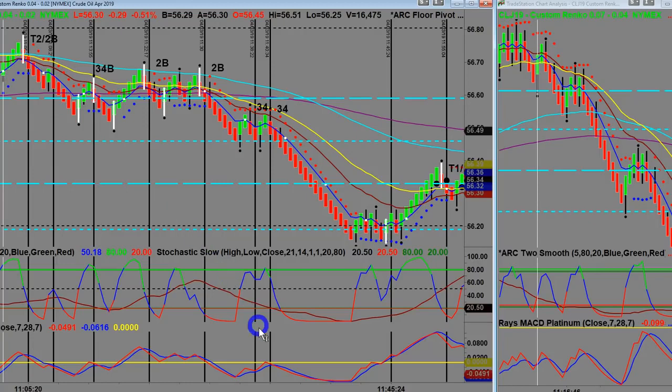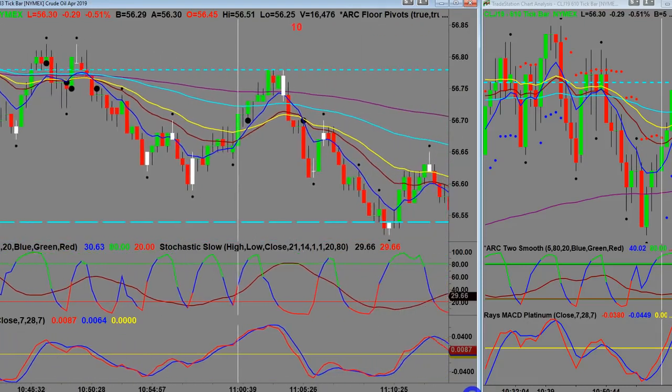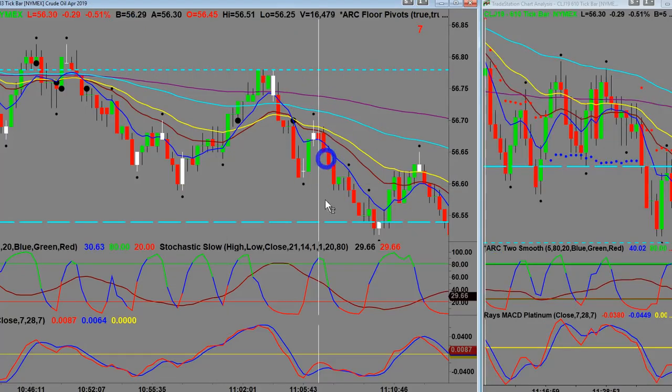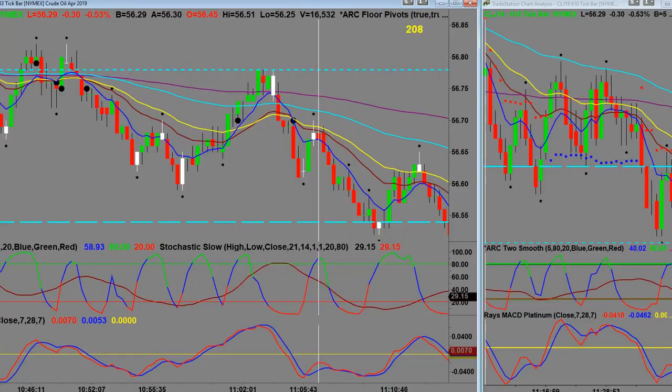Let's now go and have a look at the 233. So this is the 233 tick chart for the same time frame. Now can you see how much choppier it is? However, let's just note that little point there, and let's go to there. That is that point right there. Okay, so there's quite a difference between tick and Renko.